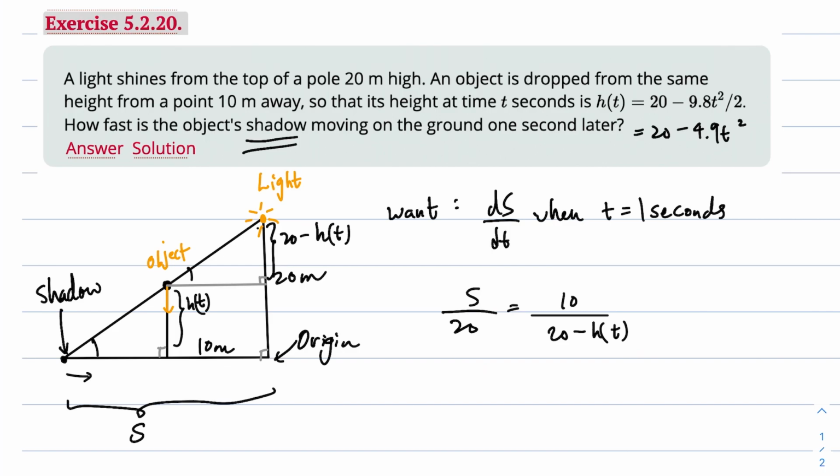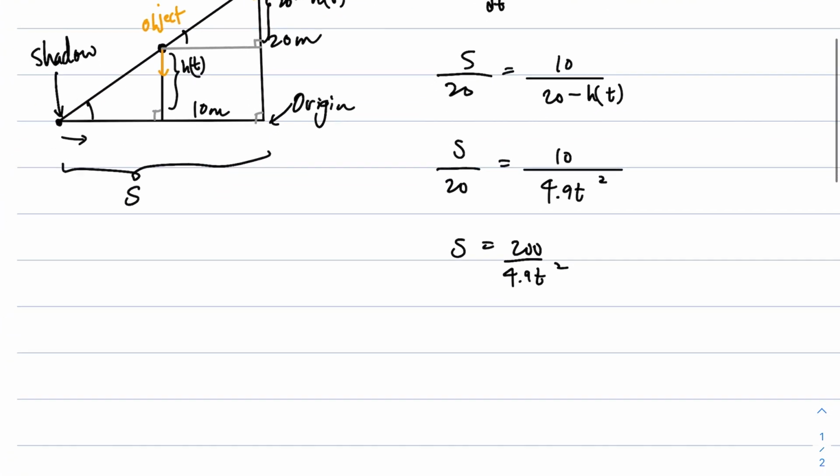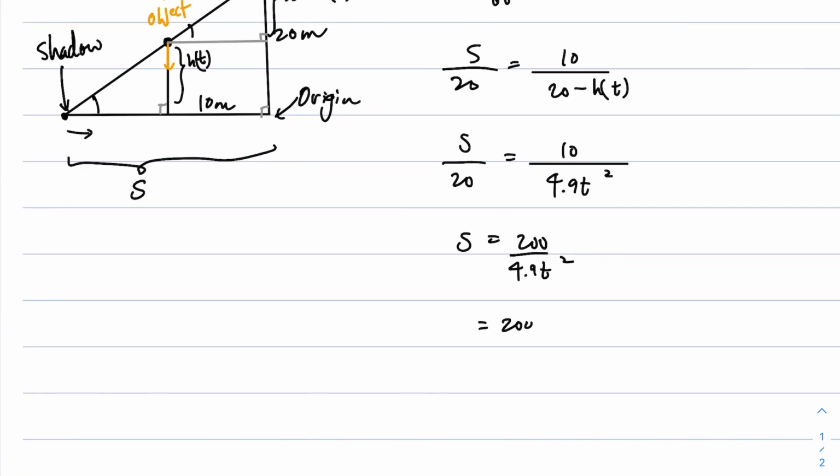And then what we just need to do is simplify. First thing I'll do is replace h of t with its function. So h of t is 20 minus 4.9 t squared. So 20 take away 20 is going to be 0, and when we take away the negative 4.9 t squared, it's going to be positive 4.9 t squared. Then I'm going to multiply both sides by 20, so we get 200 on the top divided by 4.9 t squared. And then I'm going to move the t into the numerator like a negative exponent.